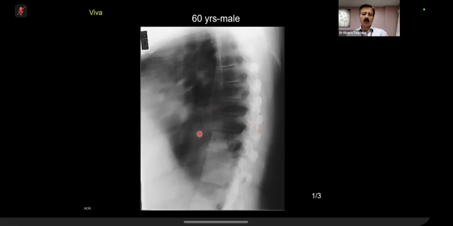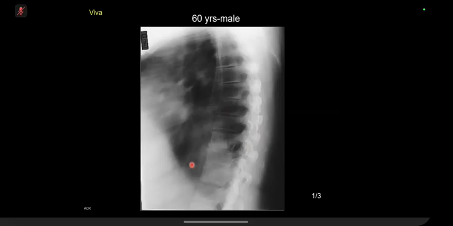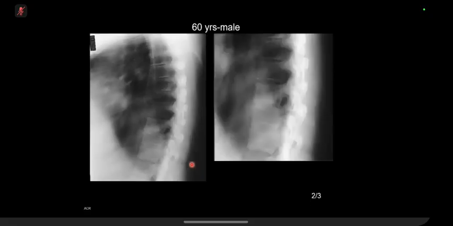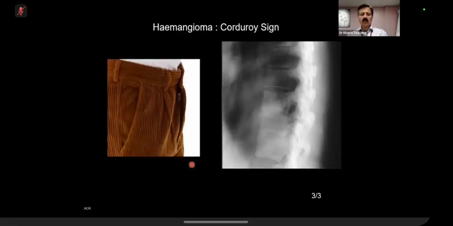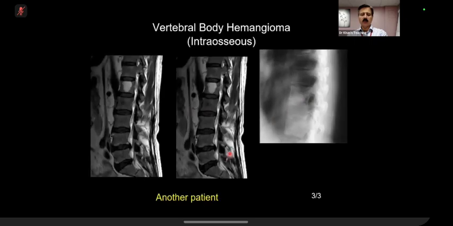Okay, over to you. Give me the diagnosis here, just the diagnosis, please. It's a vertebral hemangioma. It's a corduroy type appearance. Excellent. So this is what we call the corduroy sign. This is the hemangioma of the vertebral body.